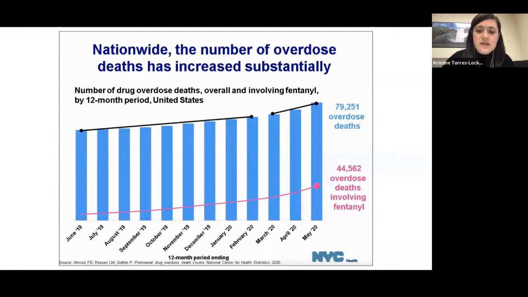So this is some data looking at overdoses nationally. Even before COVID hit in 2019, we see rising rates of overdose deaths with every subsequent month. And then once COVID hit, this is the most recent data we have, that took off exponentially starting in March of 2020. A lot of these deaths are due to synthetic opioids, being fentanyl or fentanyl analogs, which are illicitly manufactured.